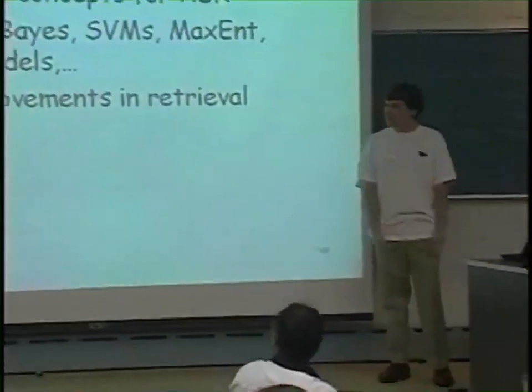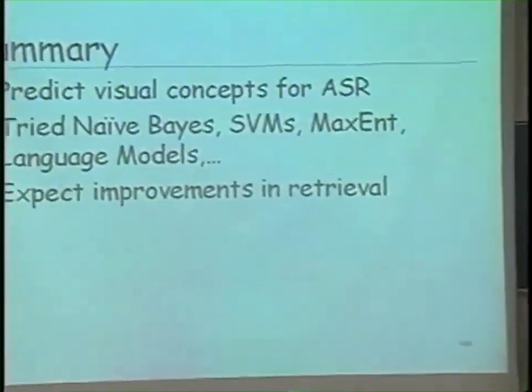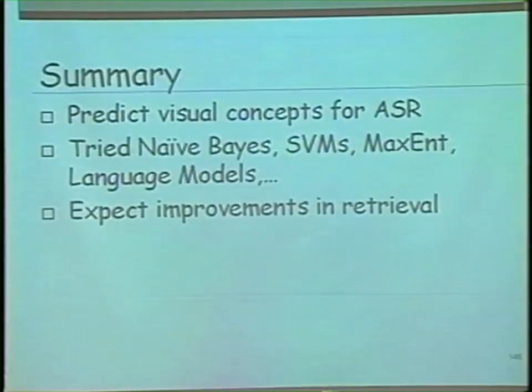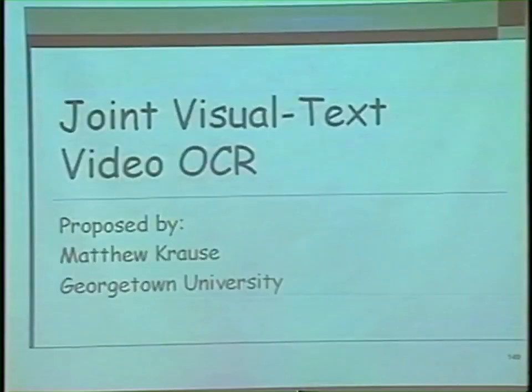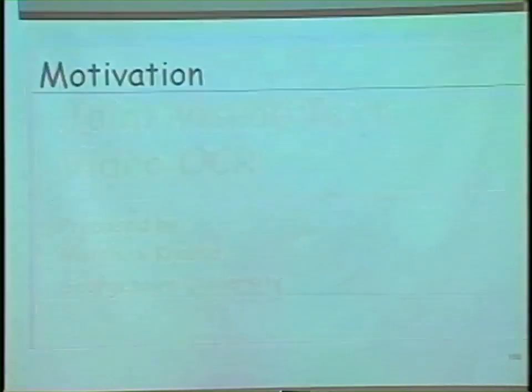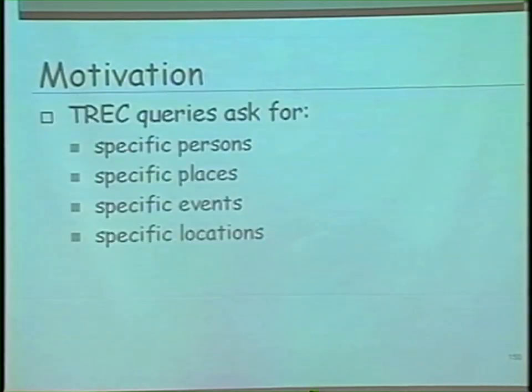So while we were doing this, we noticed that there's one more source of text in video, which we really hadn't been exploiting at all, which brings me to my proposal for joint visual text modeling for OCR. And there are a lot of motivations for wanting to do video OCR, but in a Trek context, part of the NIST information requirements are that you should be able to find specific persons, places, events, and locations. And these are exactly the things which have text overlays in broadcast news.